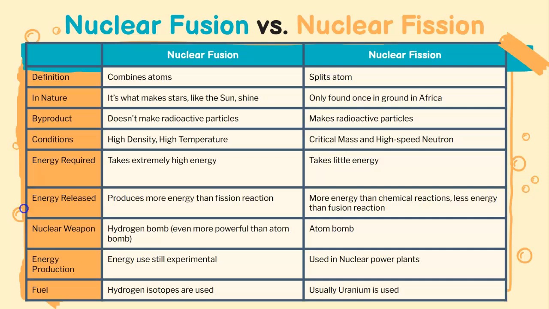The energy usage of fusion reactions is still experimental. Fission reactions are what we use currently in nuclear power plants. In order to fuel a fusion reaction, hydrogen isotopes are used. And for fission reactions, it's usually uranium.